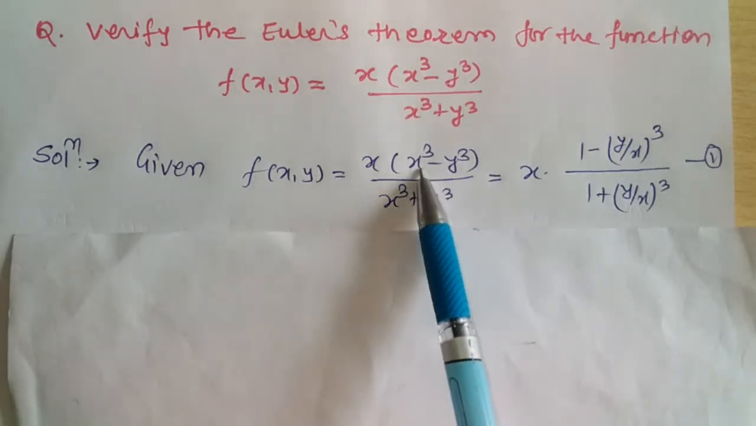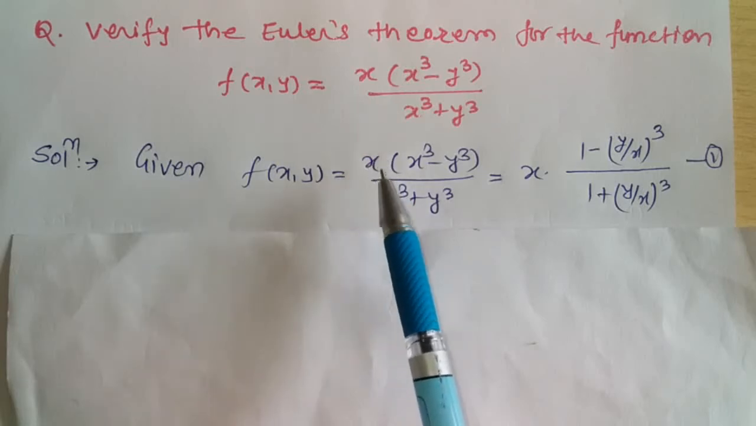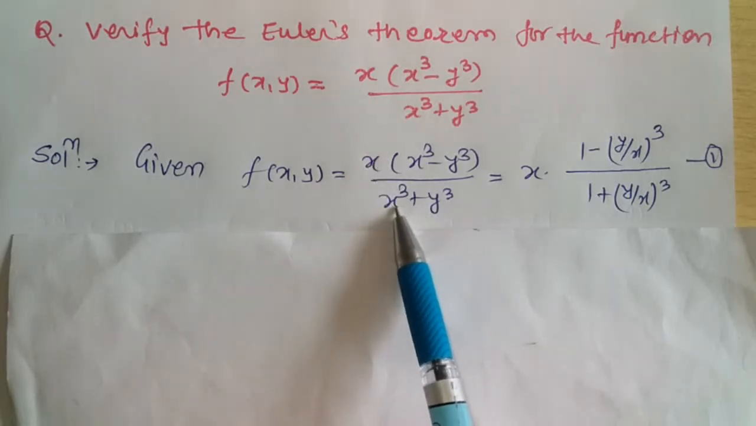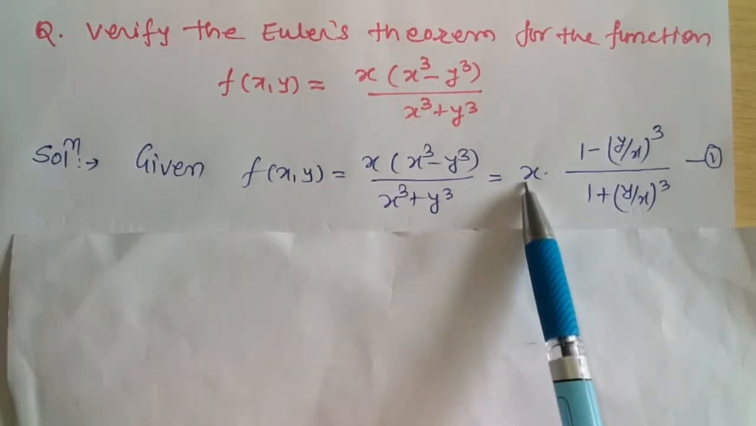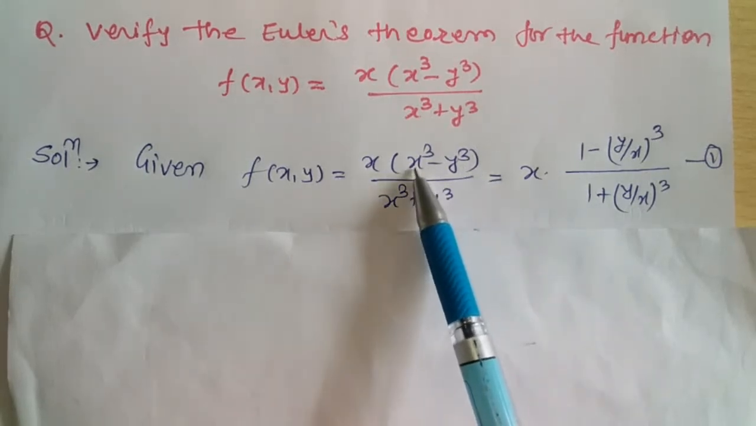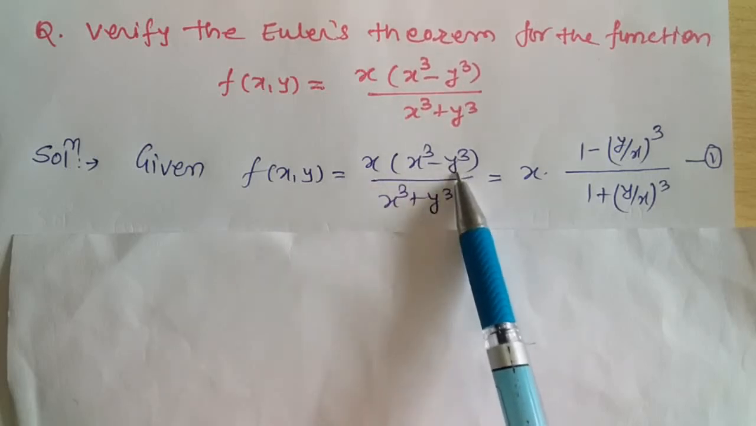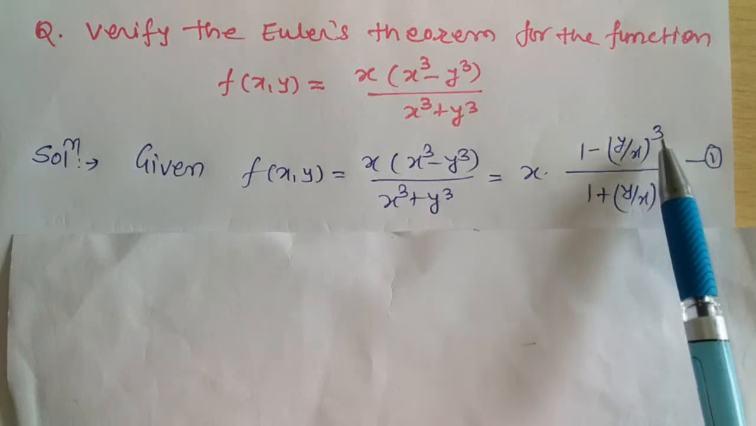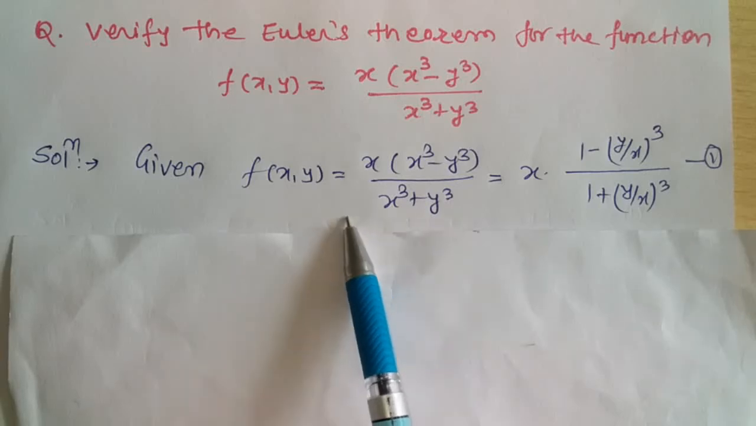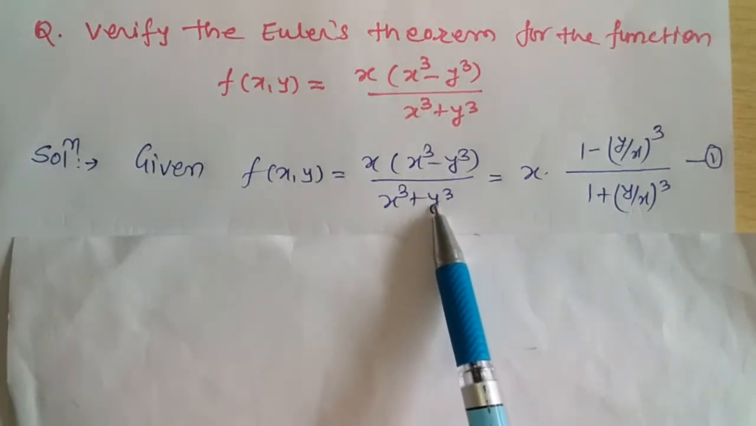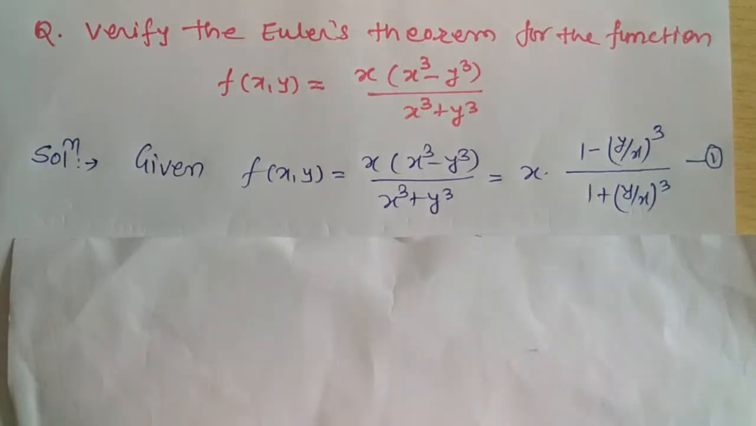From the numerator we take x cube common, then we have x cube into x is x power 4, and from the denominator we take x cube common, then we have x power 4 upon x cube is x. Now after taking x cube common from the numerator we have 1 minus y cube by x cube, which becomes 1 minus (y by x) whole cube, upon, from the denominator after taking x cube common we have 1 plus y cube by x cube, which becomes 1 plus (y by x) whole cube.